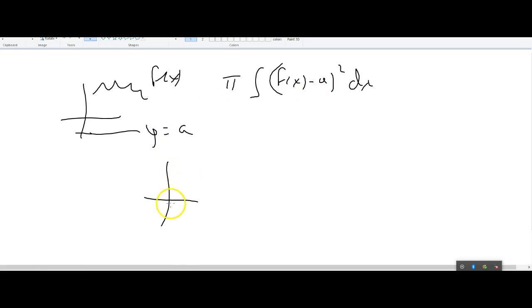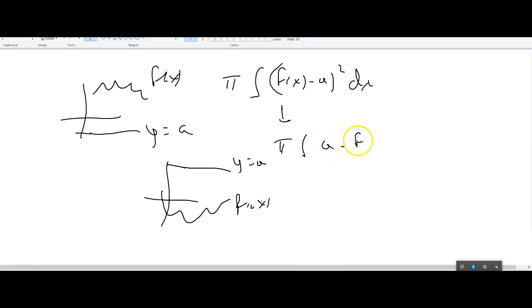Now, some of you that are really thinking out loud, and I really appreciate this, what if the function looks like this? I've got a function down here, and I'm rotating around y equals a way up here. Well, technically in that case, you would say, aha, completely different, because it would be a minus f of x that would be my radius. But look carefully, I've got a square on this, right?